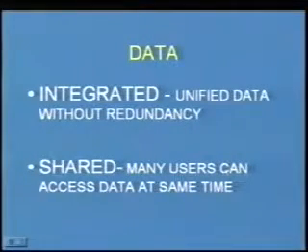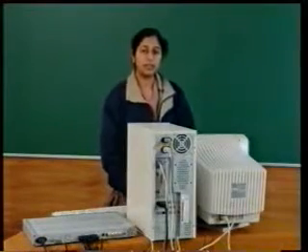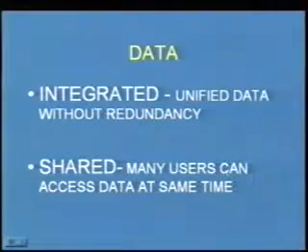What is data? Data is raw fact, but the data in a database system should have some characteristics. The first characteristic is that it should be integrated. By integrated, we mean that it should be unified data without any redundancy. And by shared, we mean that many users can access the data at the same time.